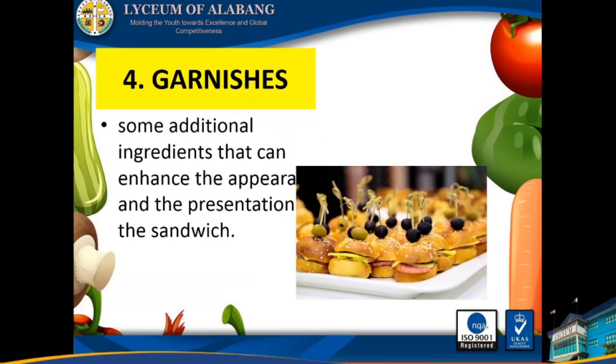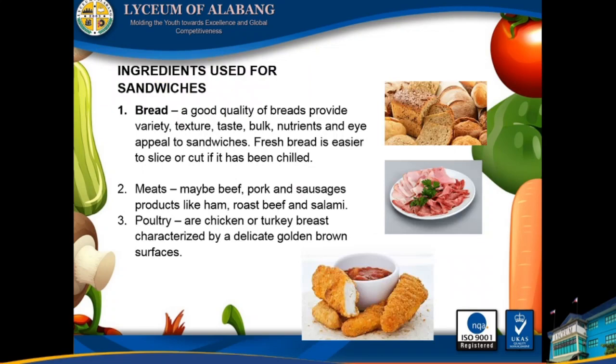Number 4, garnishes. Some additional ingredients that can enhance the appearance and the presentation of the sandwiches. Next are the ingredients used for sandwiches. Number 1, we have bread. Good quality breads provide variety, texture, taste, bulk, nutrients, and eye appeal to sandwiches. Take note that fresh bread is easier to slice or cut if it has been chilled.